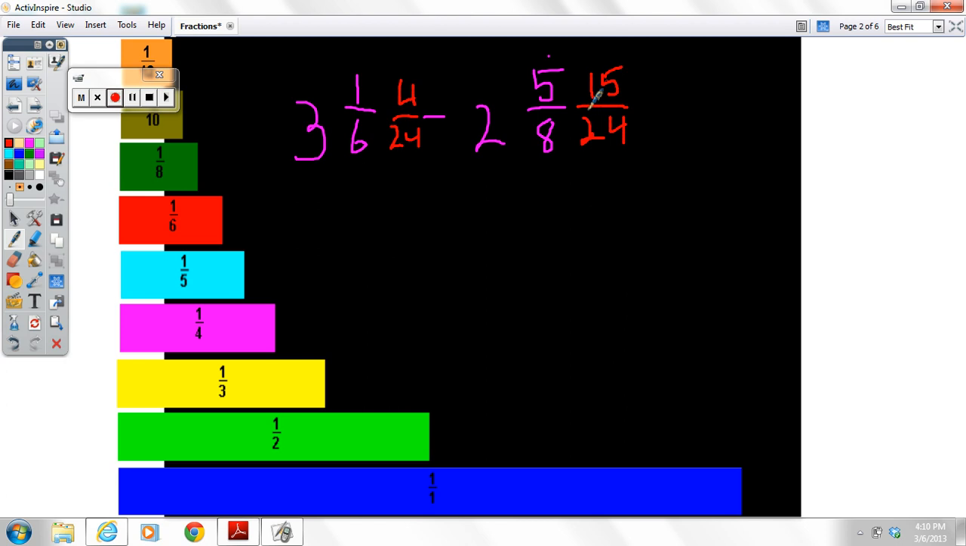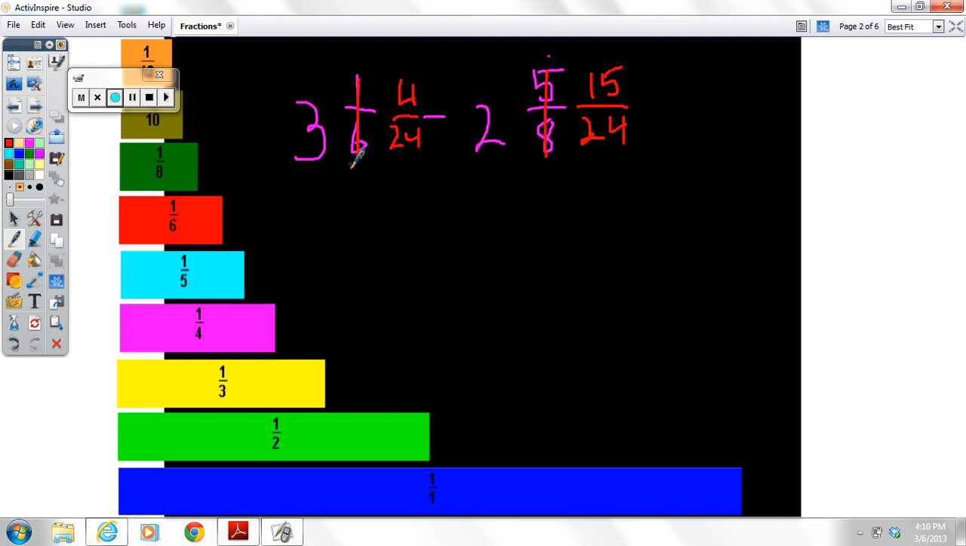The reason we're multiplying the numerator and denominator by that same number is because if we multiply them by that same number, they're going to be equal fractions. So 5/8 equals 15/24, 1/6 equals 4/24, now the denominators match up. So really we're saying 3 and 4/24 minus 2 and 15/24.